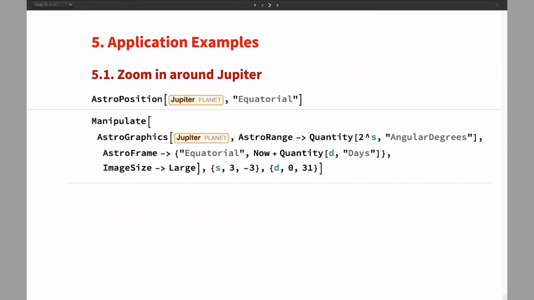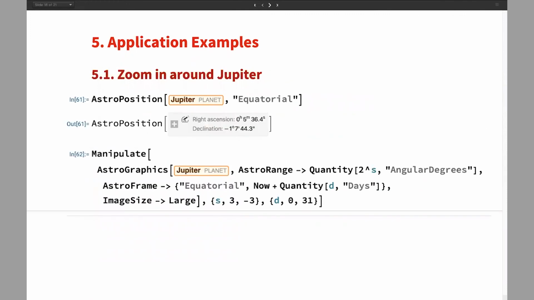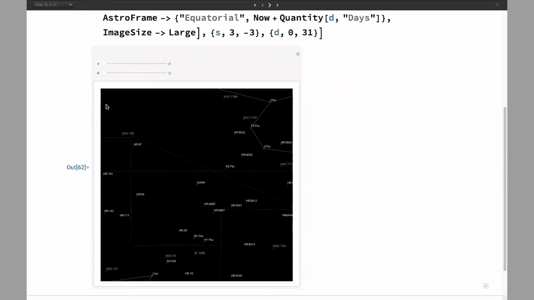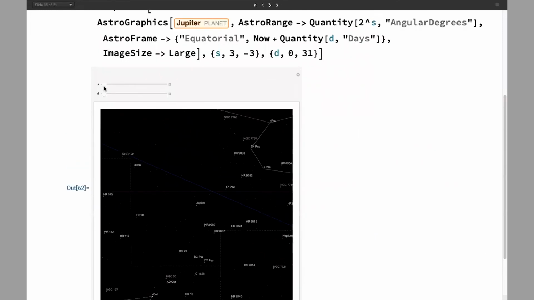We can do things like, for example, zooming around Jupiter. So let's do first zooming in. We go see Jupiter. That's Jupiter. And then at some point, we can now move this and we see the satellites of Jupiter, right? That's in days.